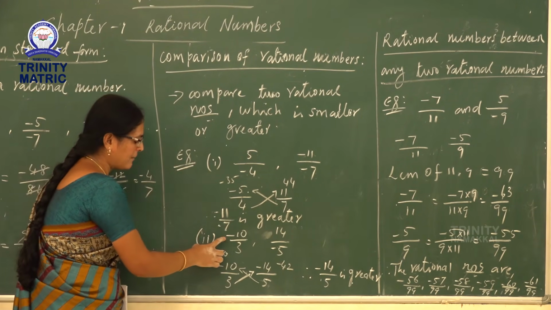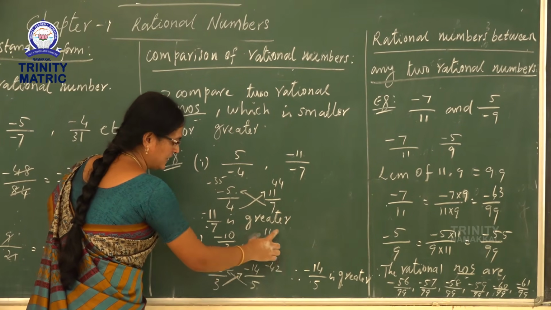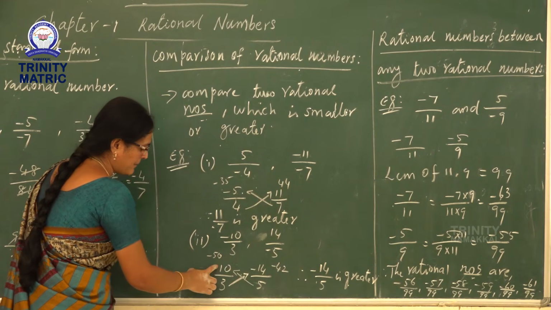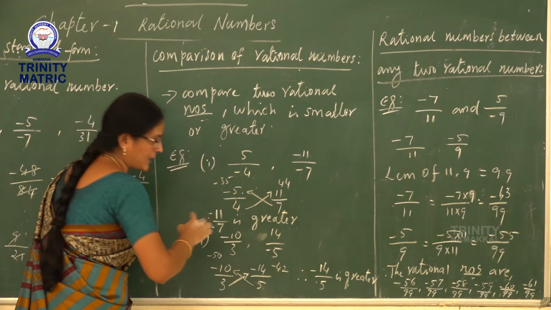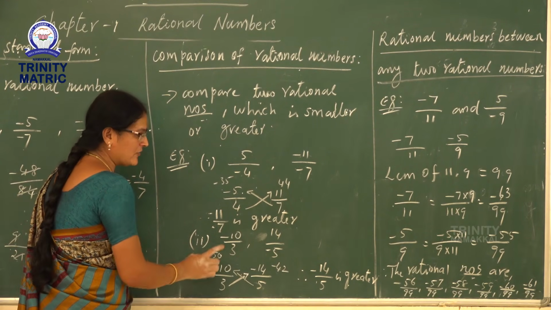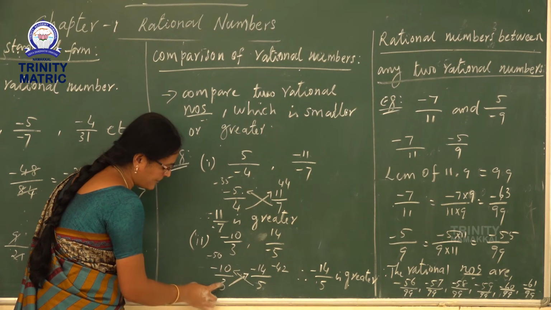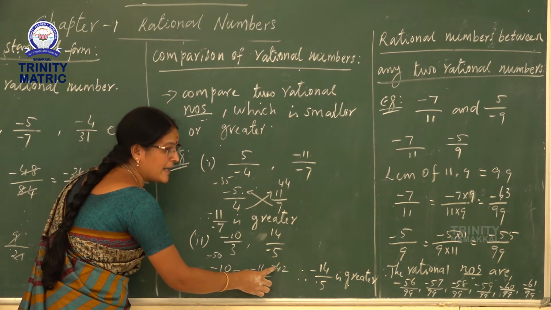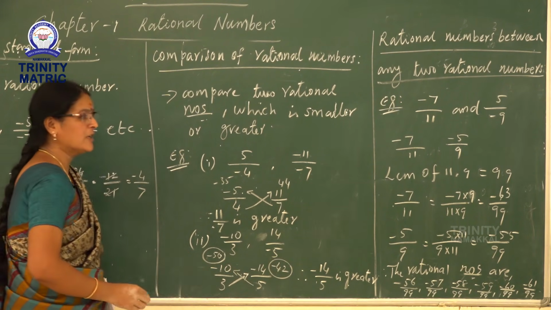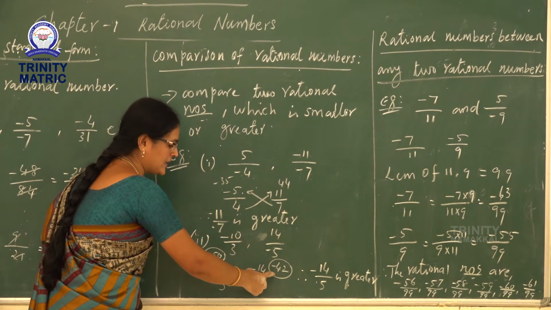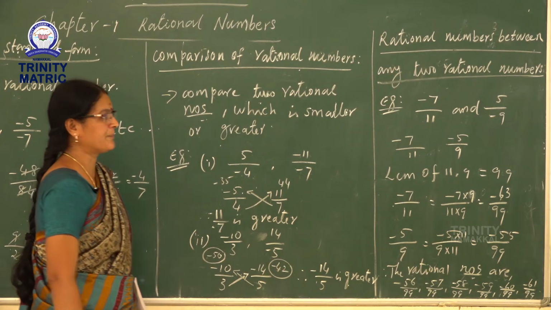Now next sum. Minus 10 by 3 and 14 divided by minus 5. First change to the standard form: minus 10 by 3 and minus 14 divided by 5. Both are negative. Now we want to find out which is greater. Cross multiplication: 5 tens are minus 50, 3 14s are minus 42. Now look at these two numbers, minus 42 and minus 50. Which is greater? Minus 42 is greater. Minus 42 means minus 14 divided by 5 is greater.